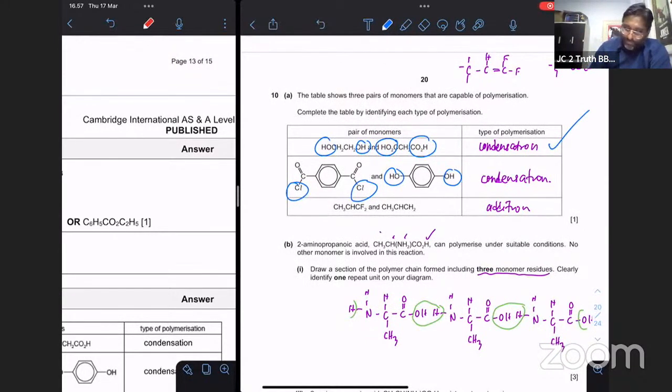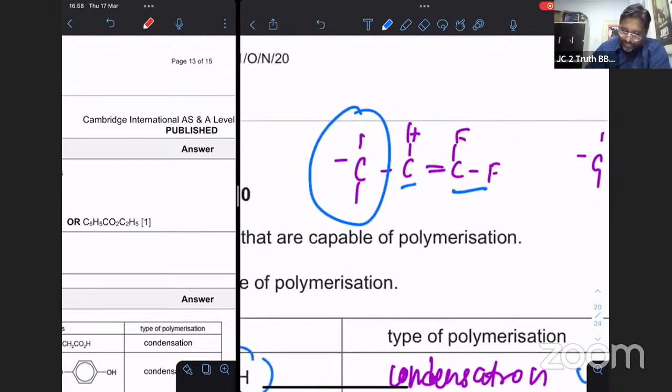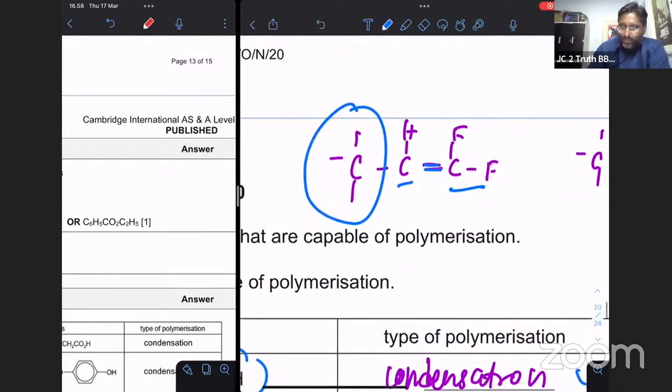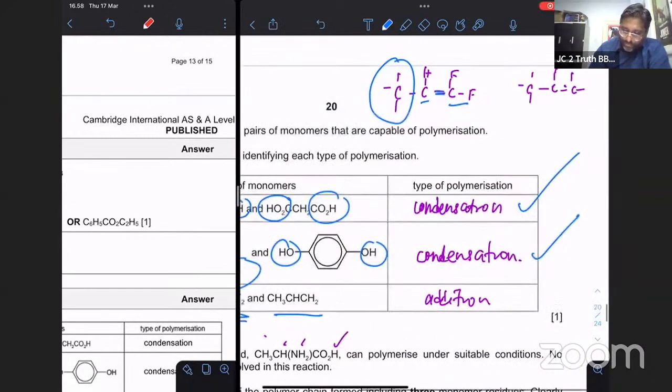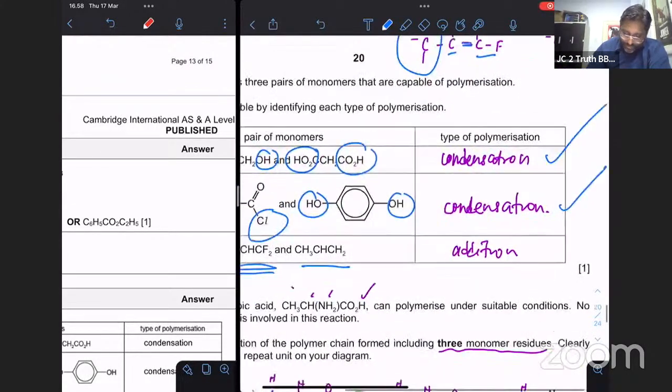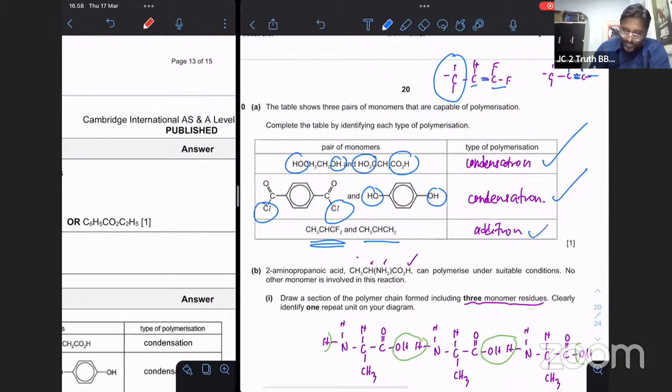OH over there. So of course it's condensation polymerization. For this one, you can rewrite this. If you rewrite CH3, CH, CF2, the carbon must have 4 bonds, so definitely there must be a double bond over there. And then if you look over here, the same, you try to rewrite over there, CH3, CH, and then CH2. So there must be a double bond over here. The moment there is a presence of a double bond, of course, they are going to go through addition polymerization.